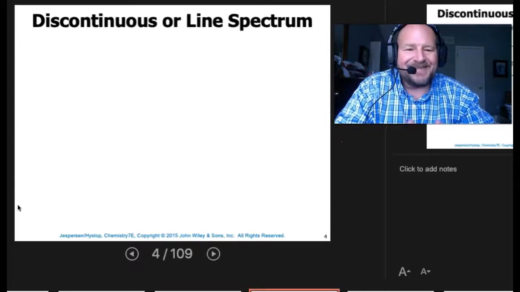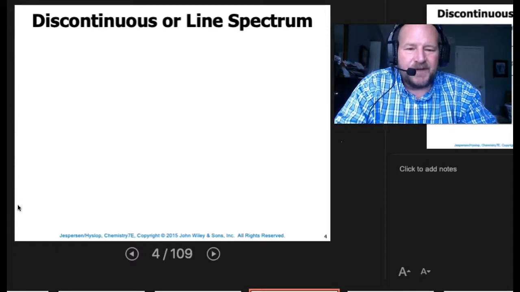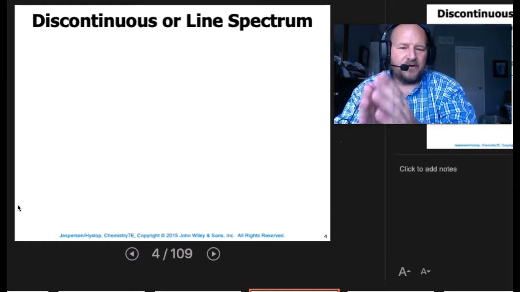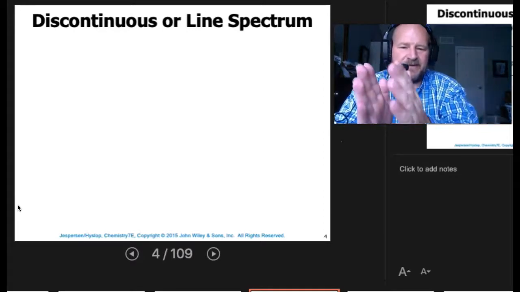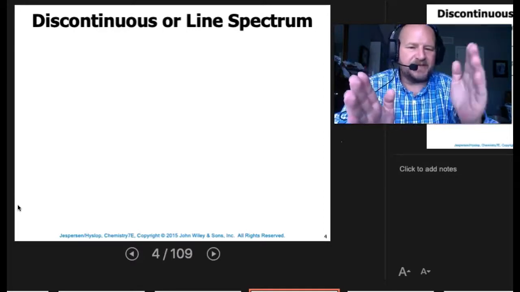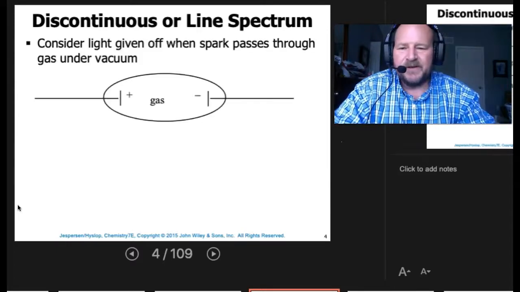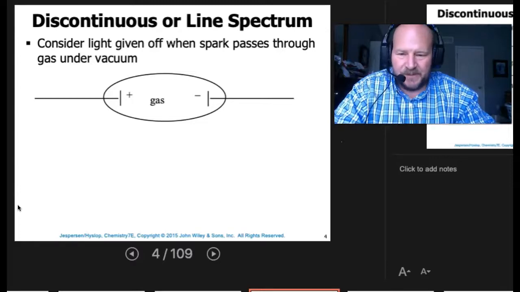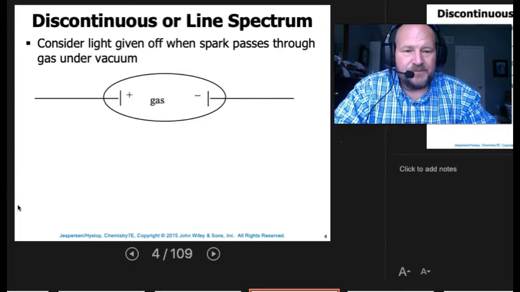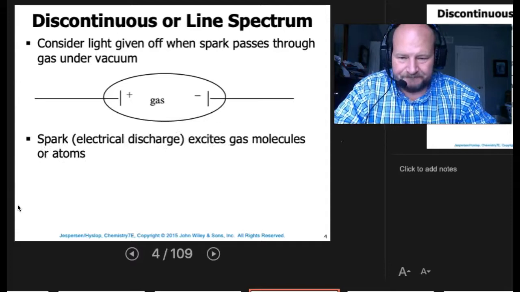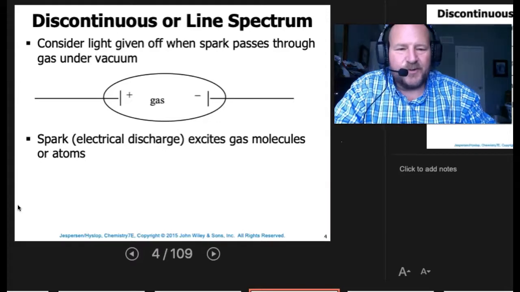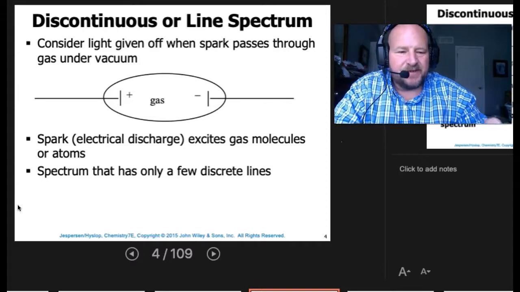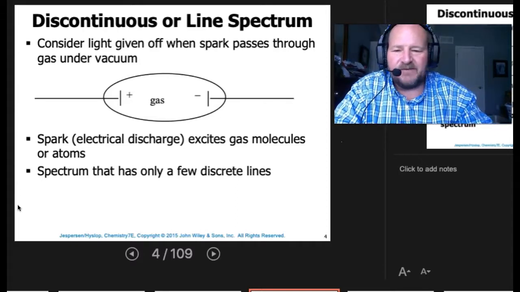Now the other thing we have are discontinuous or line spectrum. Now here, what we're going to see is that it's broken up. You won't have all the continuous wavelengths. You'll have a wavelength here, then a big empty space, and then a couple more wavelengths maybe. So if we consider the light given off when a spark passes through a gas under a vacuum. So we'll put gas inside our vacuum tube here, and we'll pass a charge across. That electrical discharge will then excite the gas molecules, and of course there's going to be a spectrum that's going to be emitted when it goes back down to the ground state.